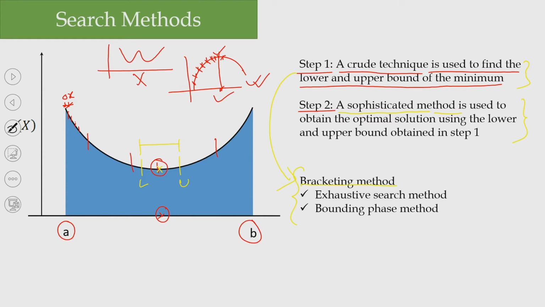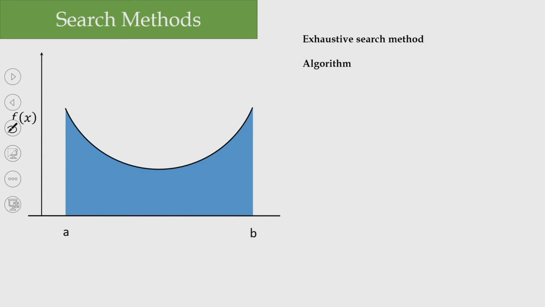Here we will discuss two methods. One is the exhaustive search method and the other is the bounding phase method. We will apply these two algorithms to bracket the optima. Let us discuss these algorithms. The first algorithm, as I said, is the exhaustive search method.